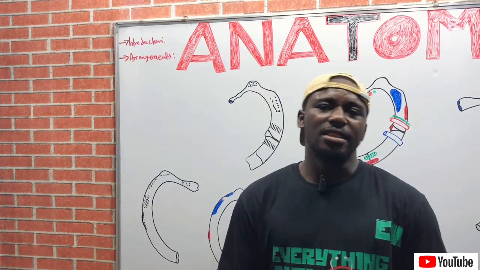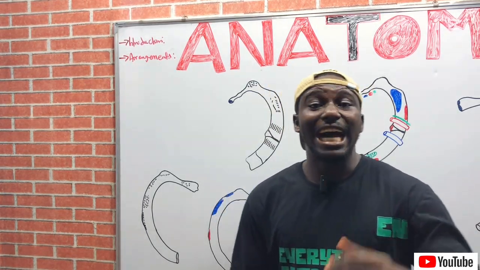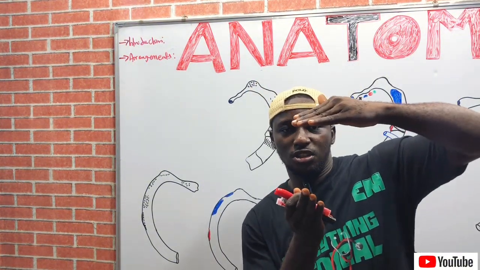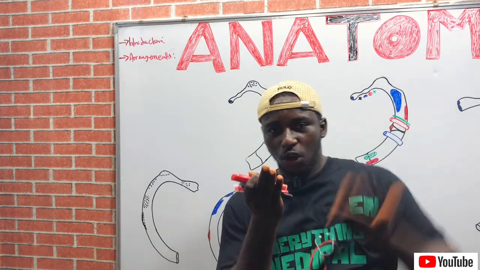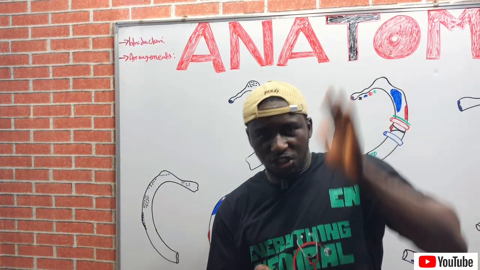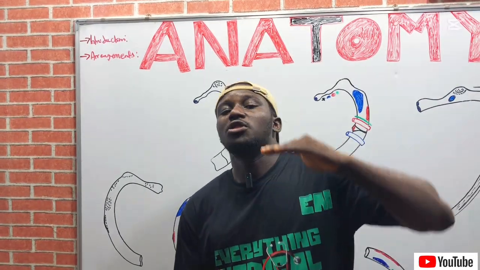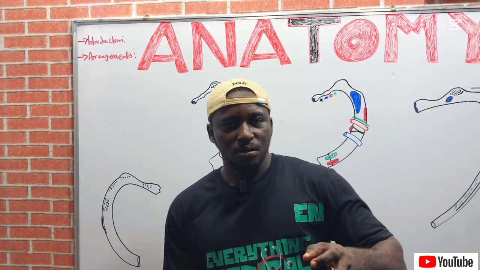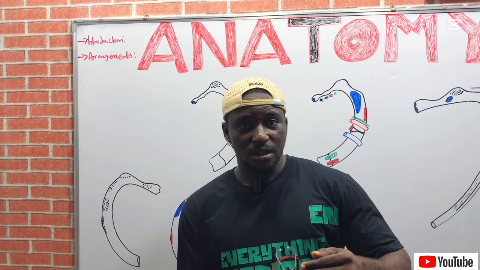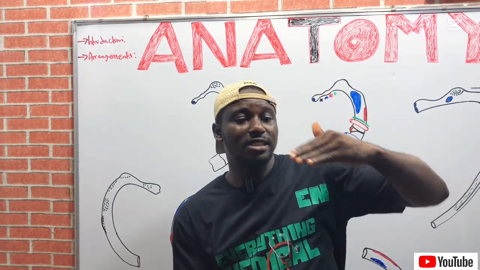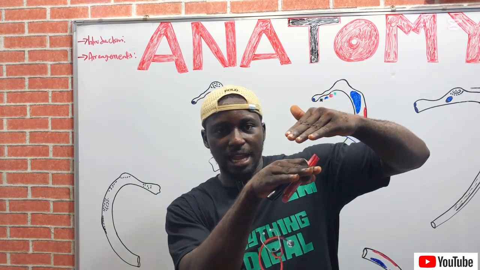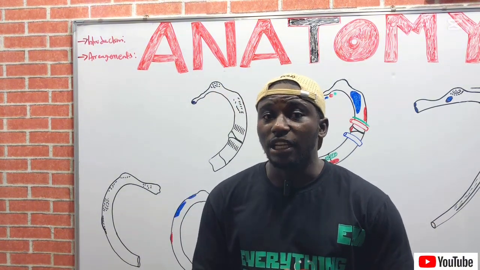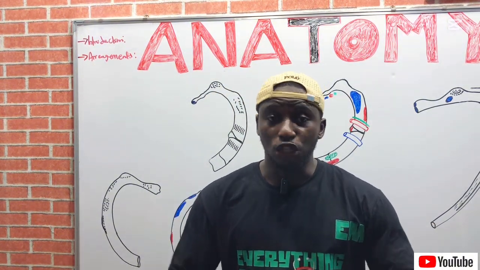The first thing you should understand is that the ribs are arranged one below the other: first, second, third, fourth, continuing like that to the 12th rib. There is a gap between adjacent ribs, for example between the first rib and the second rib. That gap is called the intercostal space. That is the first arrangement of the ribs on the thoracic cage.